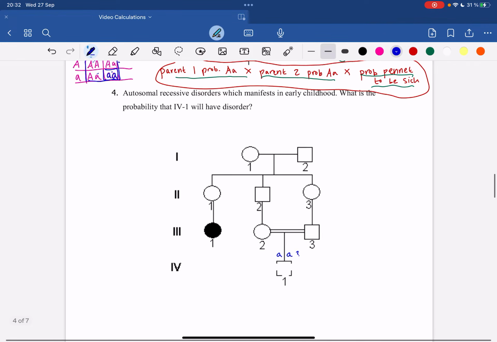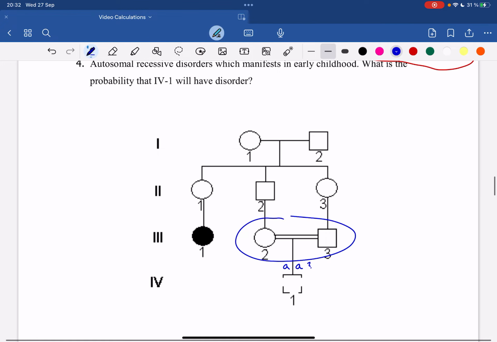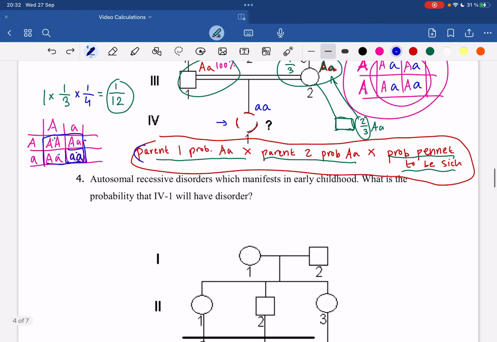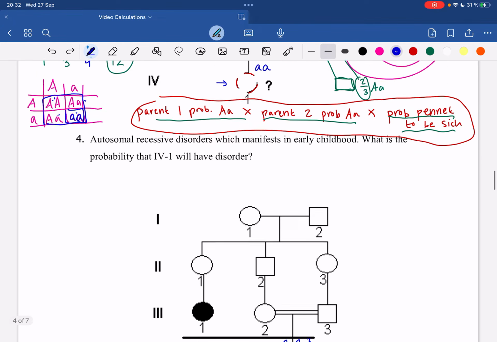All right. Then we look at the parents again. The parents' probability, because of course we have to take parent 1's probability to be heterozygous carrier times parent 2's probability to be heterozygous carrier times probability of Punnett square to be sick, which for autosomal recessive is always 1/4. That we can just see from here. That's just for autosomal recessive, guys, okay? Don't mix it up with other ones. So that's why it's always important to be drawing a Punnett square so that you remember.